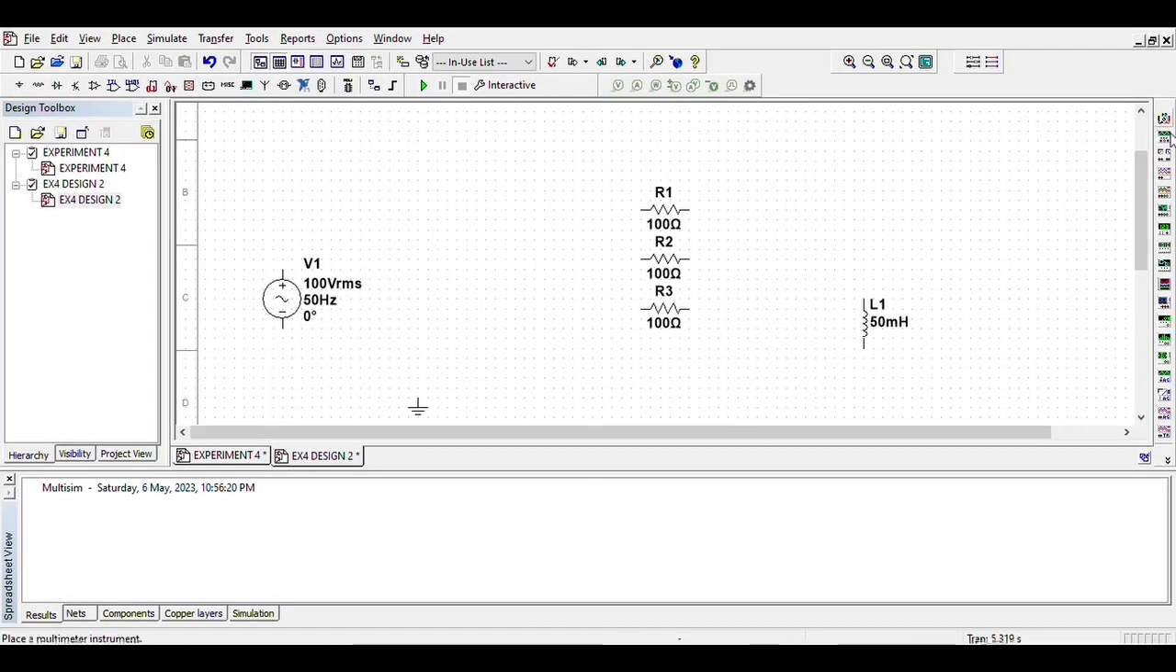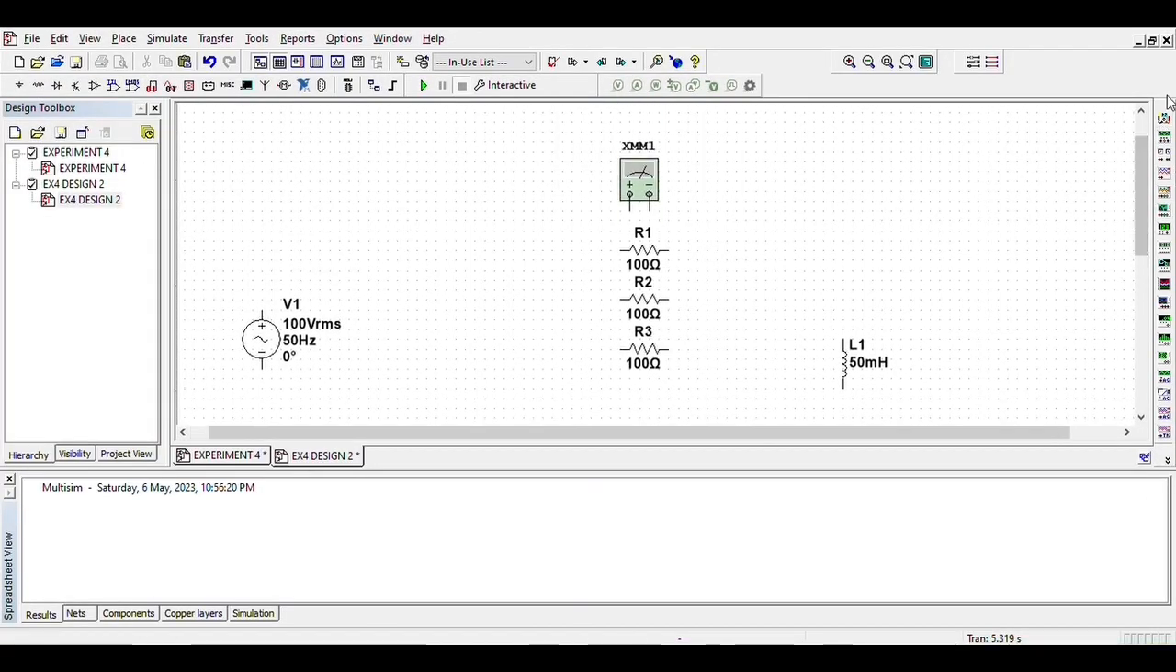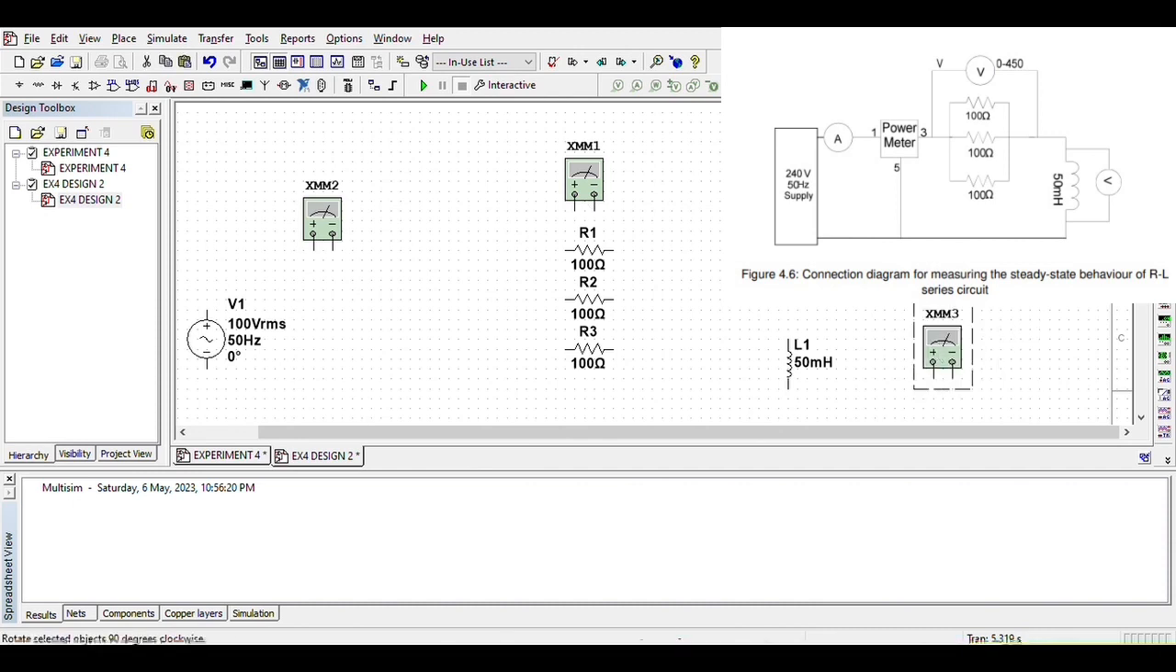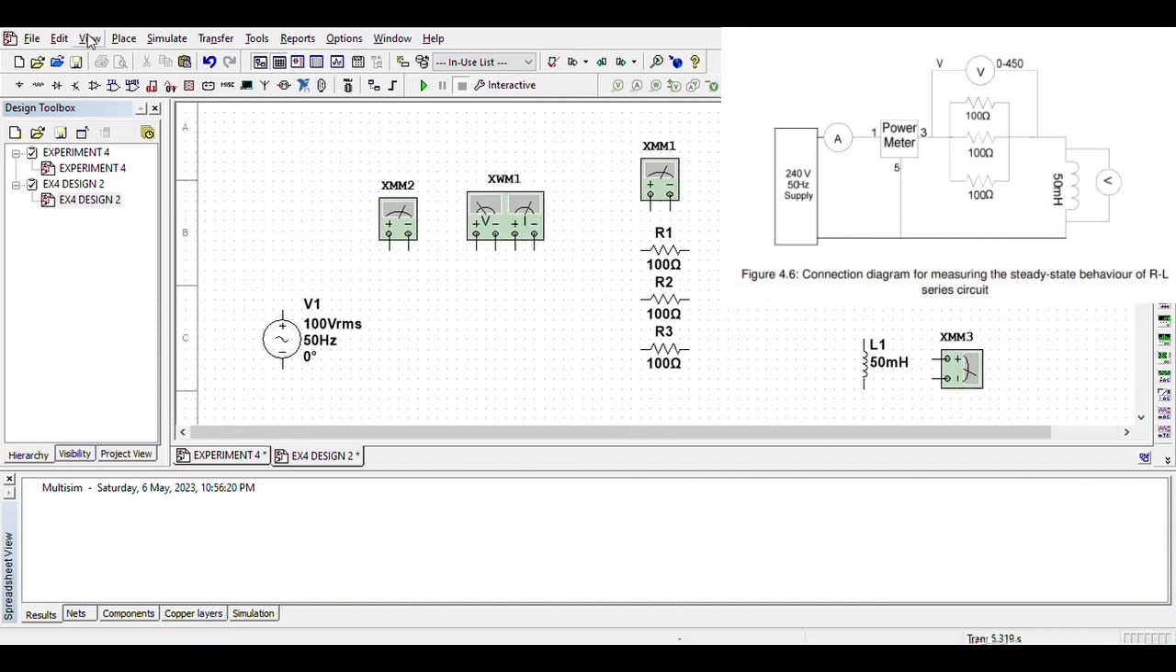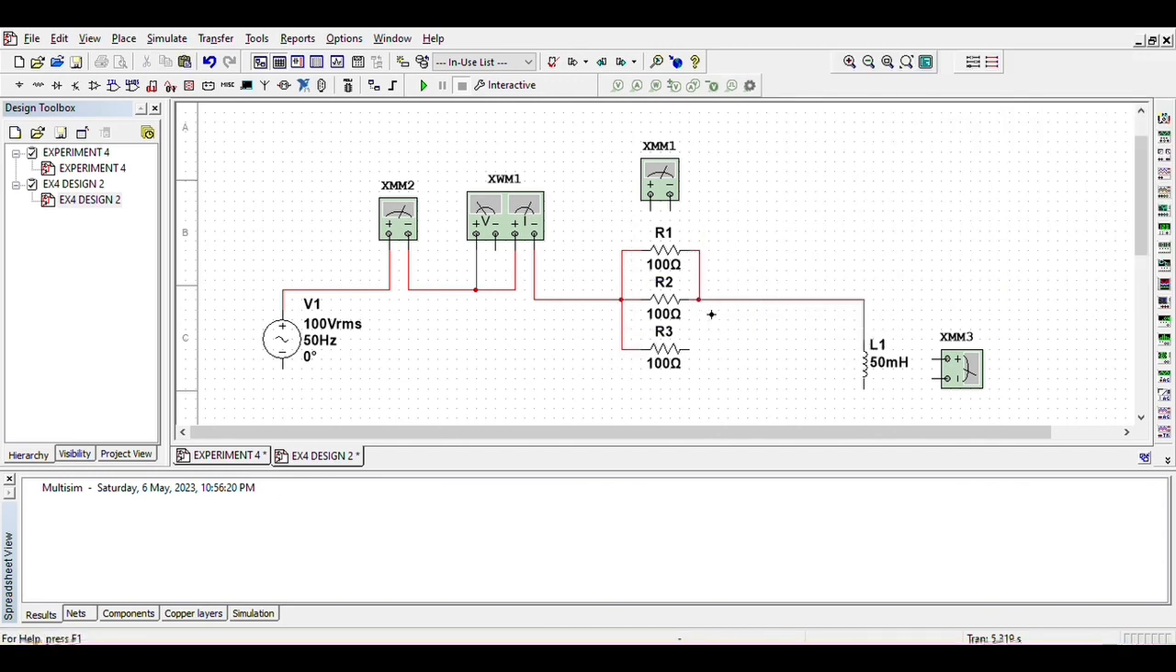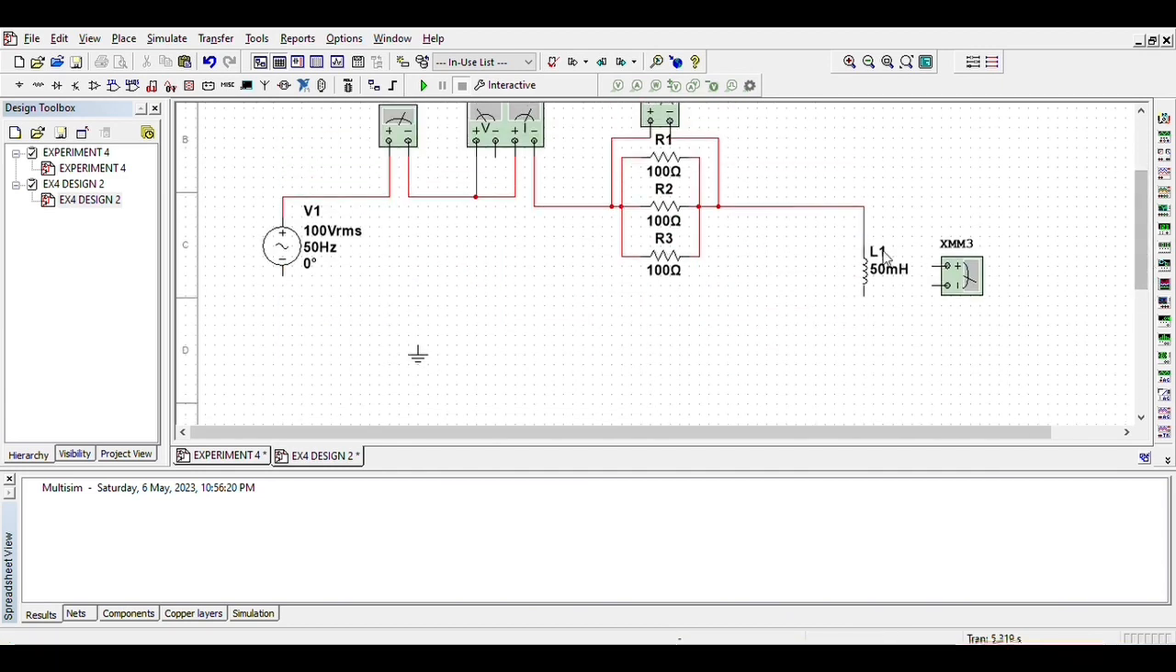Next we're going to move to activity 1, figure 4.6, which is to recreate the RL series circuit by using Multisim software. Basically in this circuit, the value of resistor that will be used is 300, so each resistor contains 100 ohm, while the value of inductor is 50 milli. As I mentioned before, to measure the value of current and the voltage, we will use the multimeter, while to measure the power, we're going to use the wattmeter.